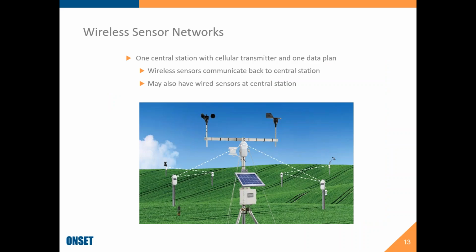On the other hand, wireless sensor networks use a central station with a cellular transmitter, and then the wireless sensors communicate back to that station, either in a mesh network or a star network. We'll talk about those in a minute. And you can also have wired sensors at the central station. So this gives you basically coverage to monitor more points.